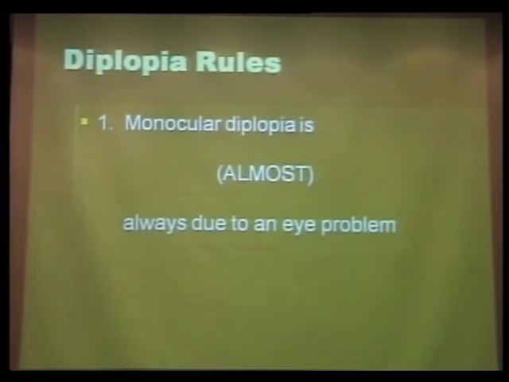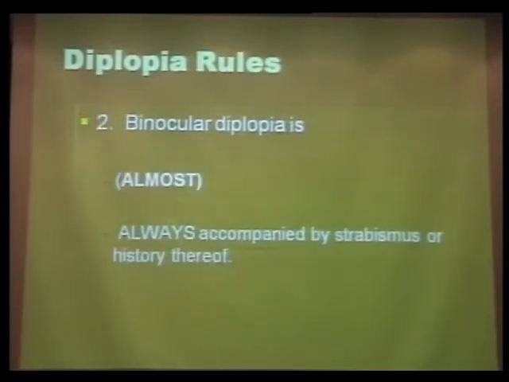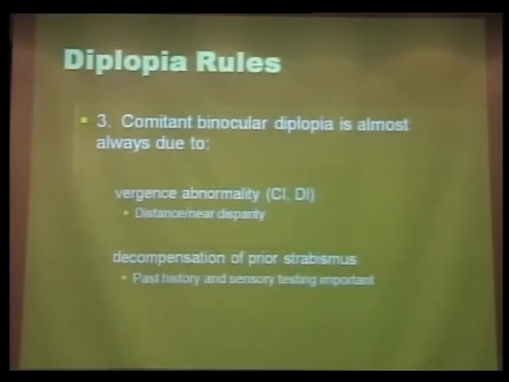So here are my rules for dealing with diplopia. Number one, monocular diplopia is almost always due to an eye problem, with the rare exception of central polyopia. Two, binocular diplopia is almost always accompanied by strabismus or a history of strabismus. Three, if binocular diplopia is comitant, you're thinking of either a vergence abnormality, and remember in kids the neurologic import is much greater than in adults, or decompensation of prior strabismus.